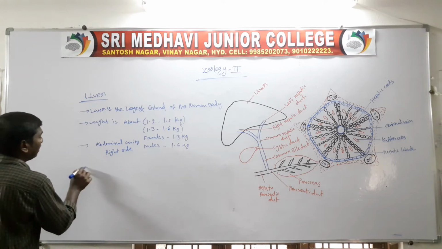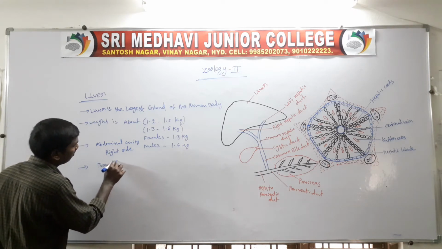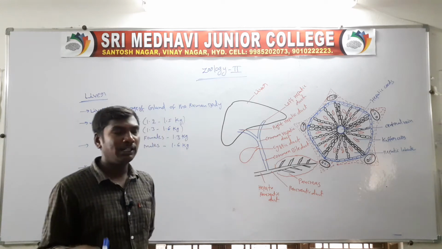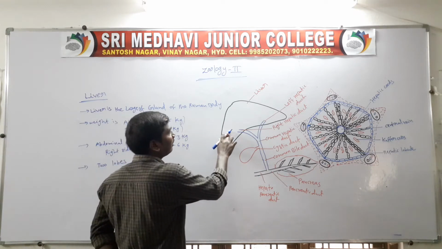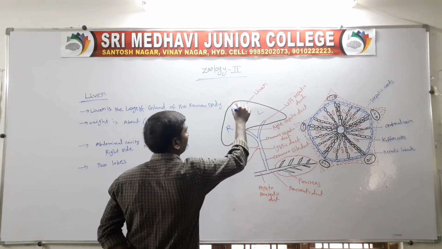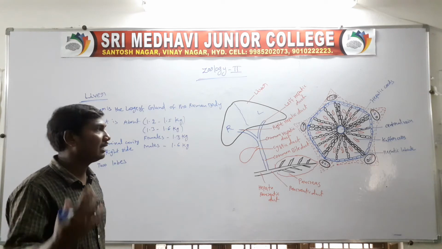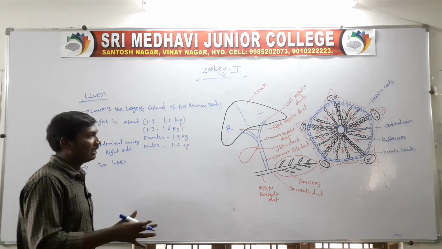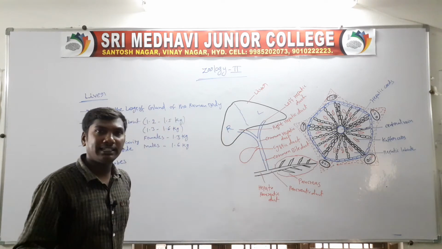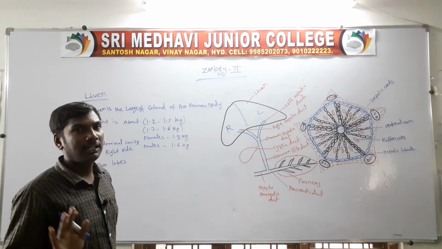Next, the liver contains two lobes: the right lobe and the left lobe. Next, the transverse section of the liver. The liver contains lobes. How many lobes? Two lobes, one right lobe and one left lobe.